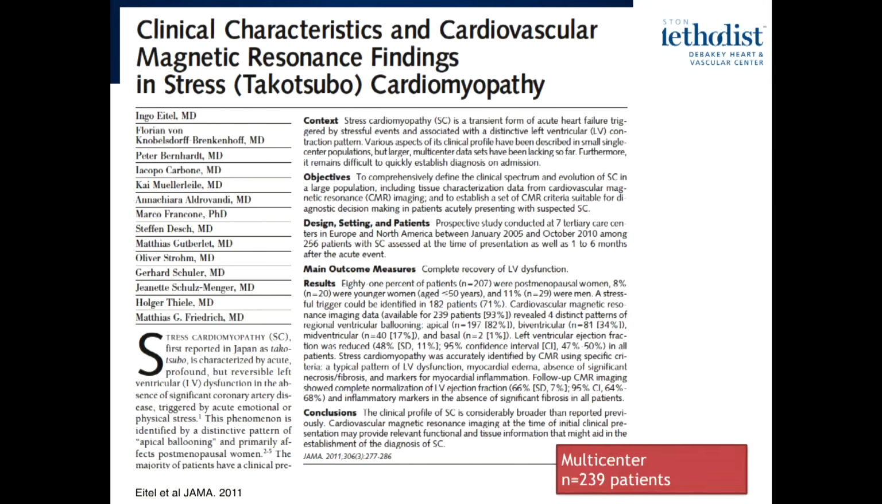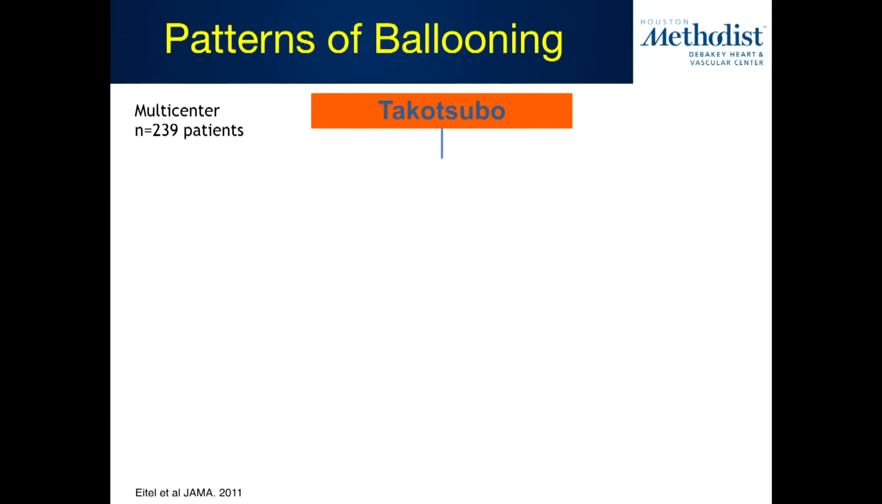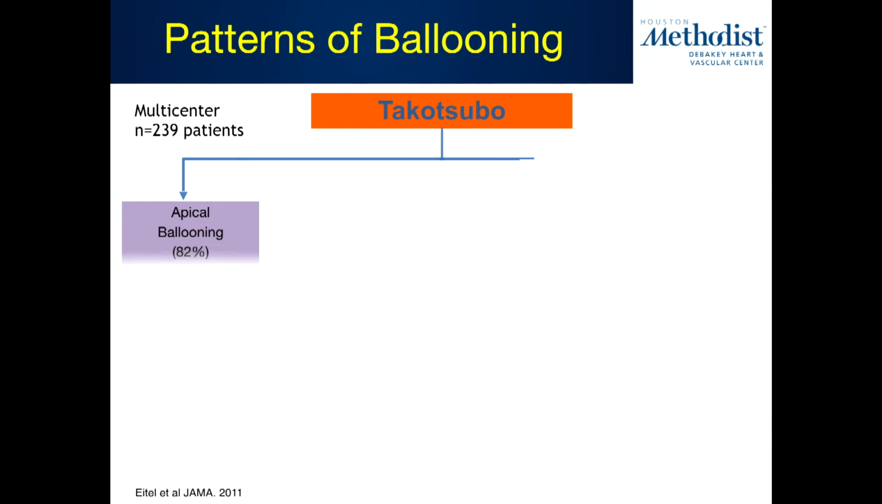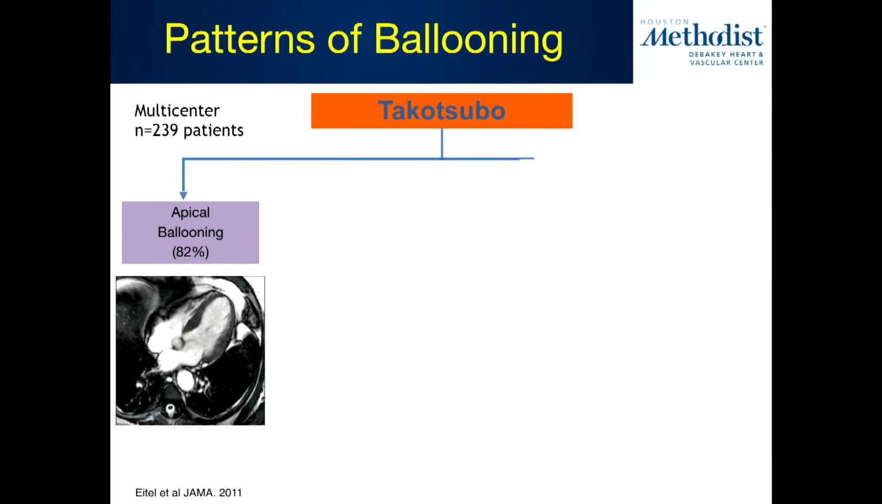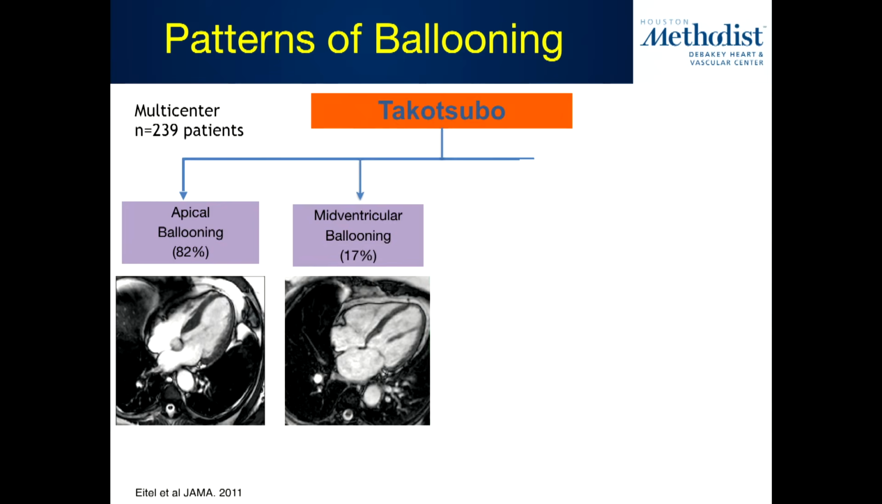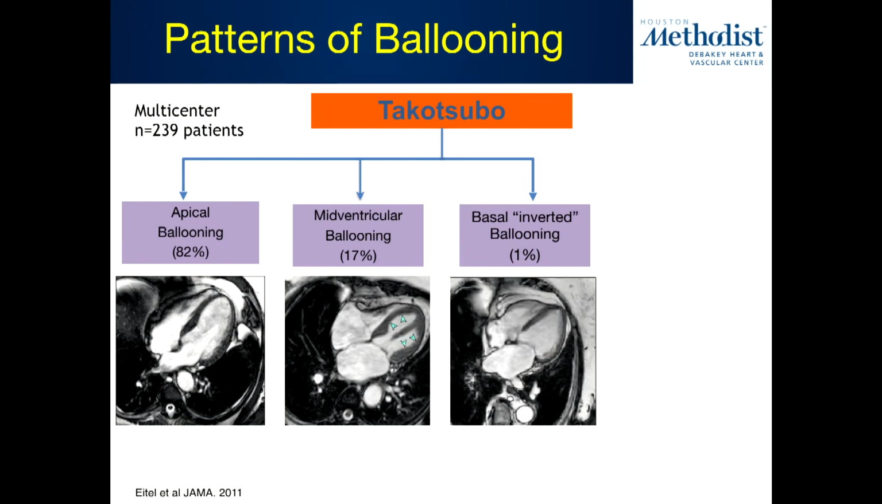This was a very nice multi-center study with over 200 patients who underwent CMR with a diagnosis of Takotsubo's. They were trying to characterize the location and pattern of the dysfunction. What they found was that most of the time it's what we typically think about, the apical ballooning pattern, which occurred in about 82% of the patients in this cohort. But about 17% of the time the apex and the base were spared, and it was the mid-ventricle that demonstrated the dysfunction and the ballooning pattern. And in a couple of cases, 1% of the time, they found an inverted or basal ballooning pattern.